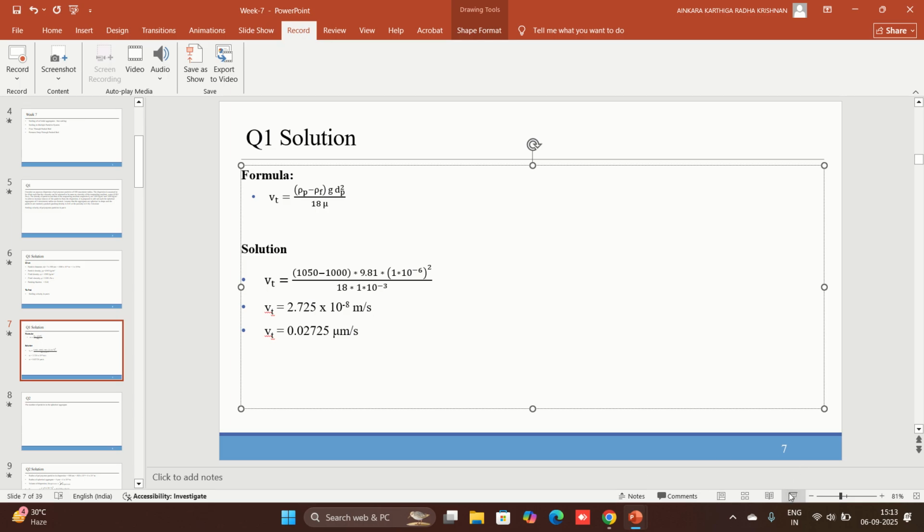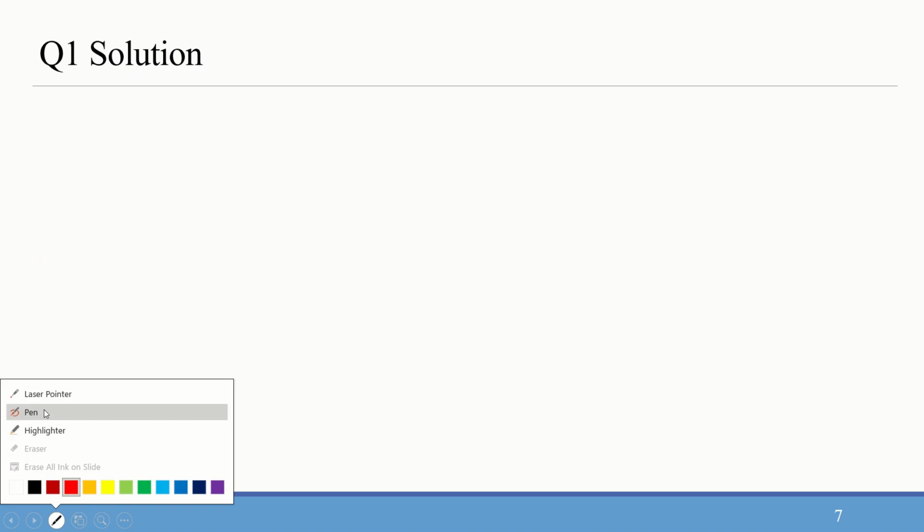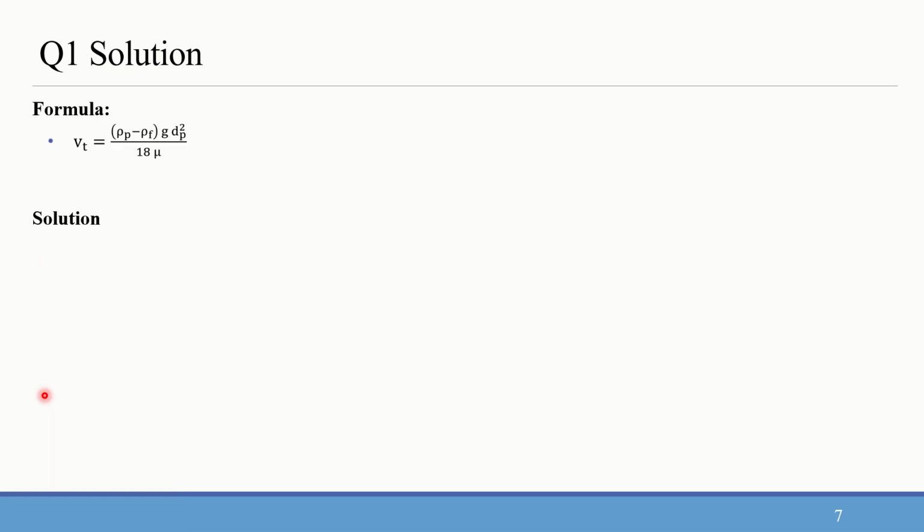Since it is given that the solution is dilute enough, we are just calculating the free settling. Here we are not calculating the hindered settling velocity, so we are just calculating the free settling. The formula, as we all know, is g dp square into rho p minus rho f by 18 mu, where dp is the diameter of particle, rho p is the density of particle, rho f is the density of fluid, mu is the viscosity of the fluid. So substituting everything, we were getting the answer as 2.725 into 10 power minus 8 meter per second.